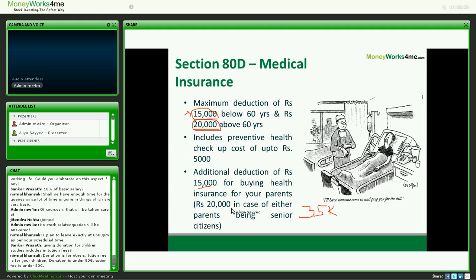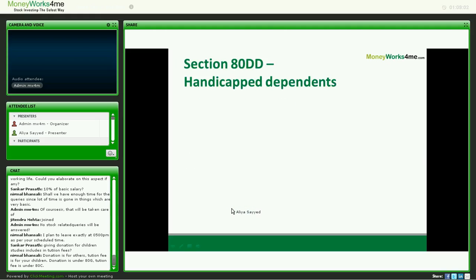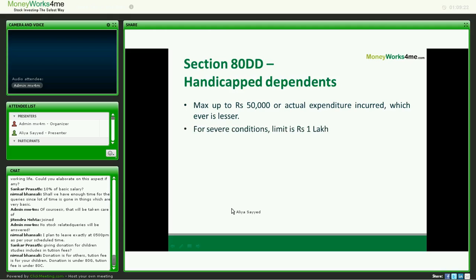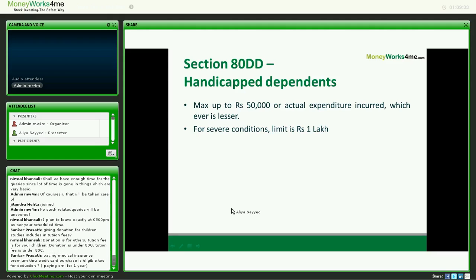Okay, moving on to the next section, 80DD or handicapped dependents. Hopefully, a lot of us will not fall into this category, but for those who have handicapped dependents, you can definitely claim expenditures incurred up to a maximum of 50,000 in case of disabilities or lesser conditions, towards tax deduction. So expenditure basically includes any training for the handicapped or any treatment or any development expenditures can be included under this.